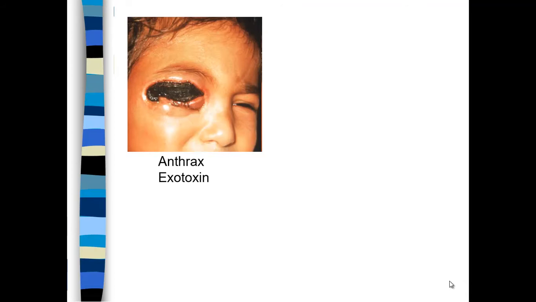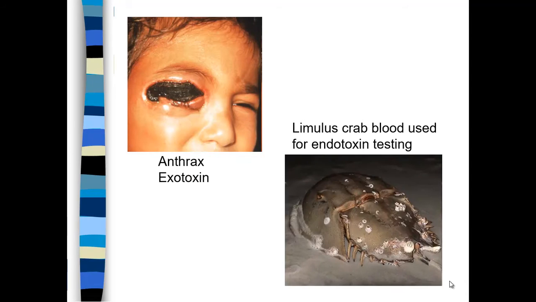And then we talked about endotoxin. Endotoxin is essentially lipopolysaccharide that is shed from the outer membrane of gram-negative bacteria. One of the ways to test this is to subject the endotoxin to limulus crab blood. Limulus crabs are horseshoe crabs, and there's a picture of a horseshoe crab. They actually have a different type of blood. It is blue. When they bleed the crabs and expose the blood to endotoxin, the blood clots.